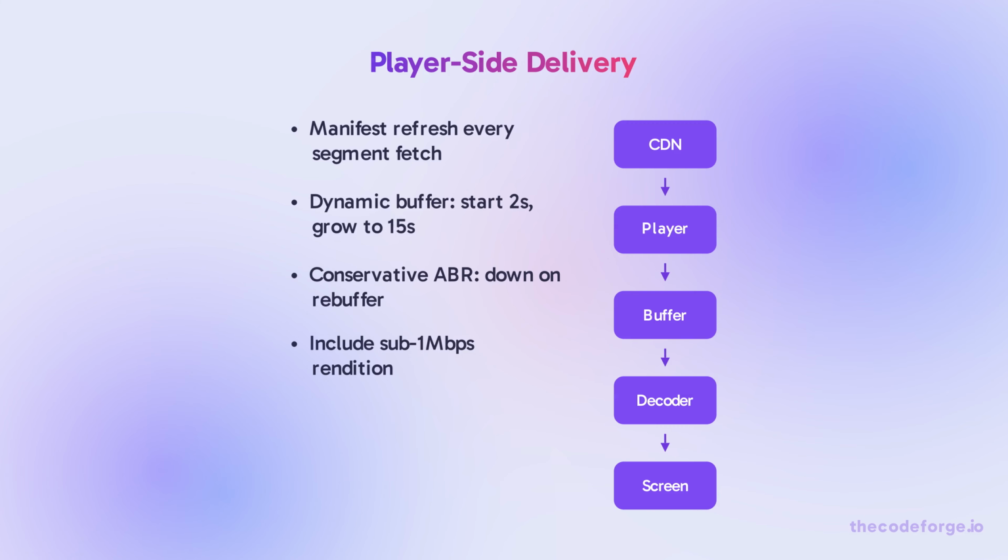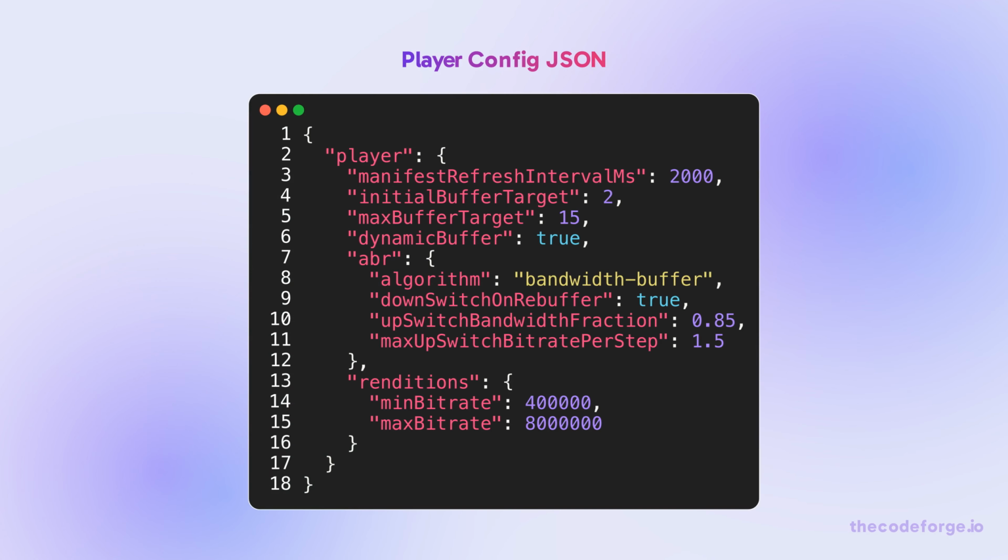The player is the final mile. Configure manifest refresh, buffer management, and ABR logic carefully. A dynamic buffer starts small for quick startup and grows to absorb jitter. This JSON configures the player with a 2-second initial buffer, dynamic buffer up to 15 seconds, and conservative ABR that switches down on rebuffer. Minimum rendition is 400 kbps.